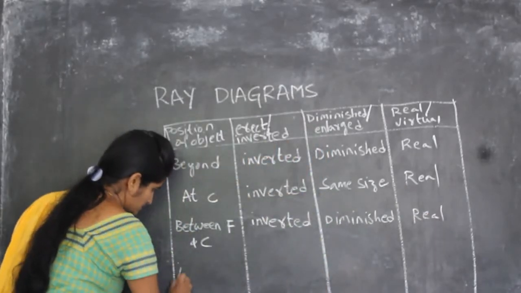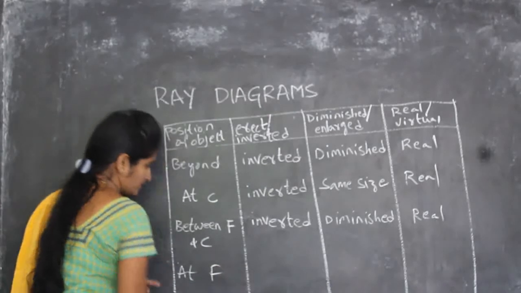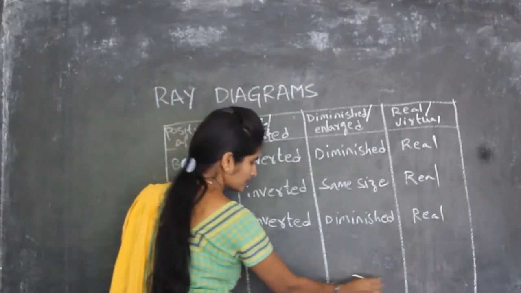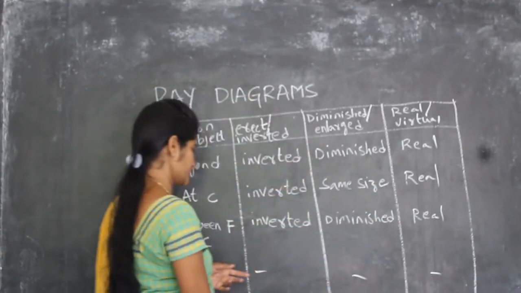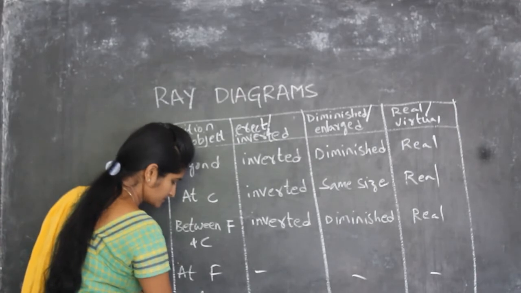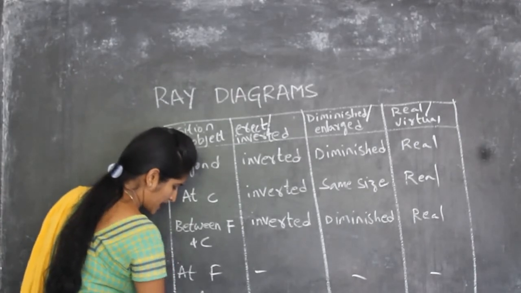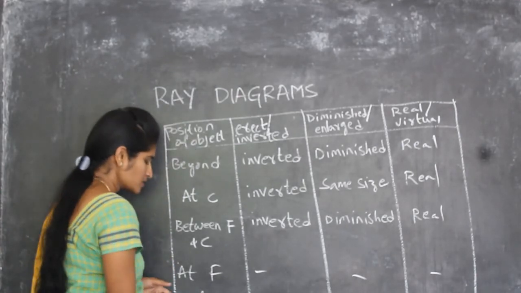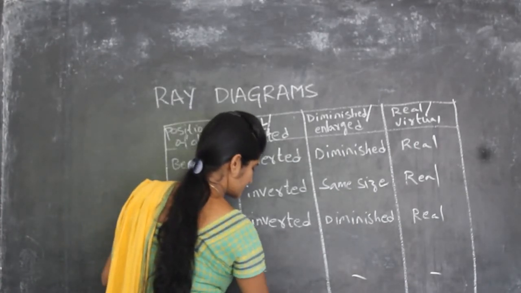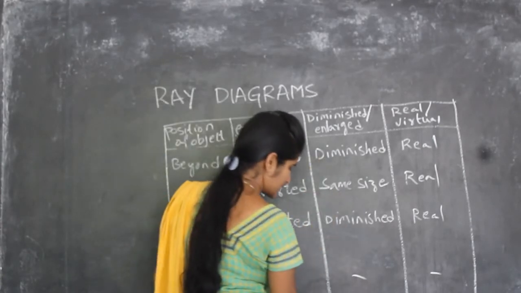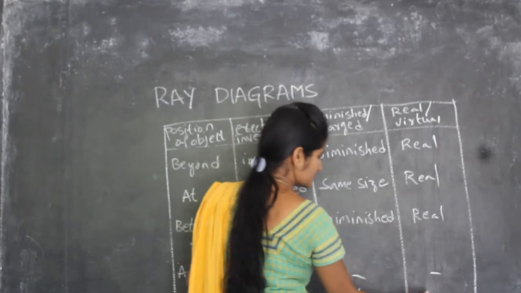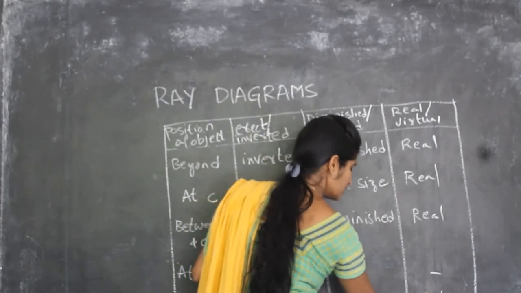Next, at F. So what is at F? At focus the image is at infinity. So we cannot say the characteristics of this. And next is between F and P. Is it clear? So between F and P, what was it? It was an erect image, an enlarged image, and a virtual image.